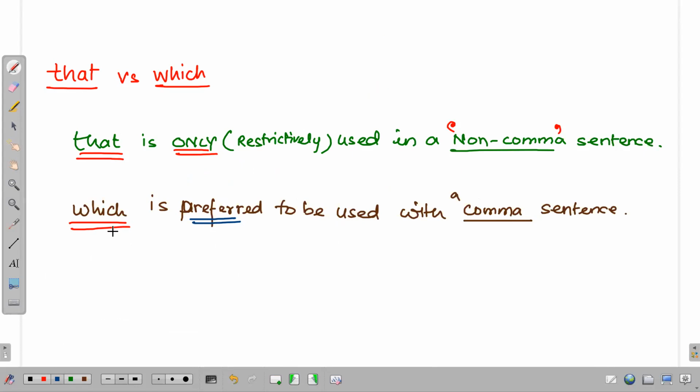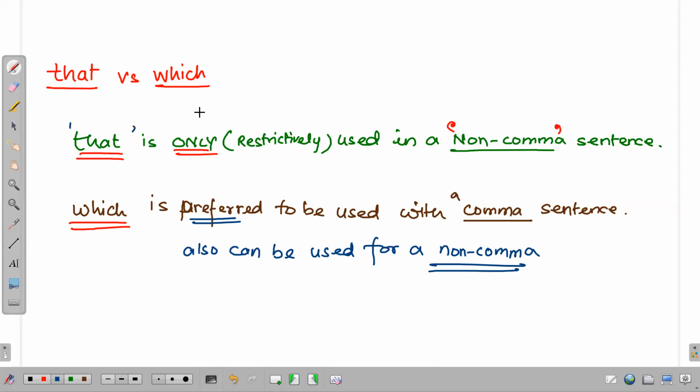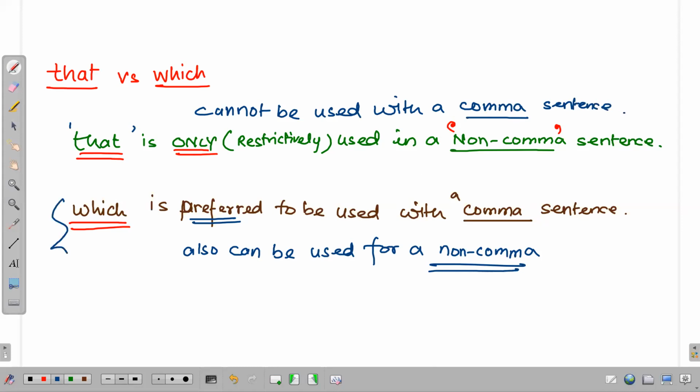It can also be used for a non-comma clause. However, that cannot be used with a comma sentence. So Britishers follow this. Americans have separated the rule and said, okay, if we are using that for a non-comma, we should use which for a comma. So they did not interfere with this rule.